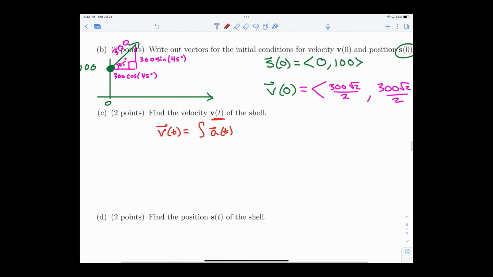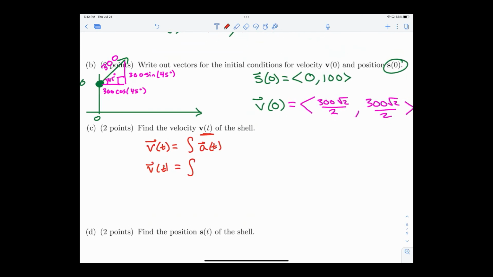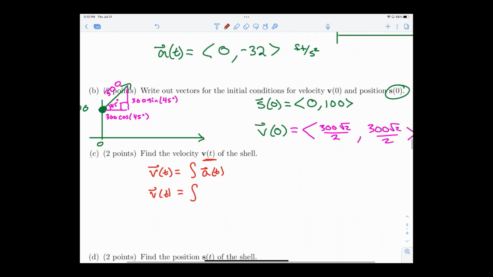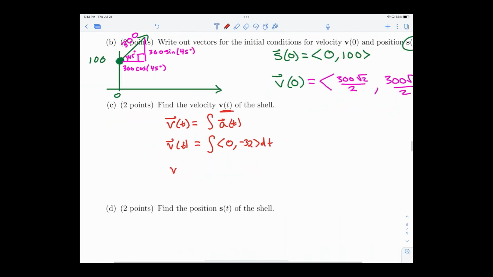So we have the integral of a(t). Where's a(t)? Oh, up here: 0, negative 32, dt. So for your velocity, you take the antiderivative. The antiderivative of 0 dt is going to be a constant, I'll just put c1. And then the antiderivative of negative 32 will be negative 32t plus a constant like this.